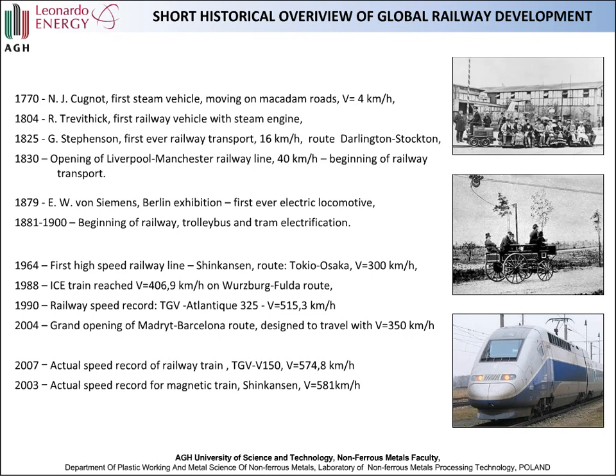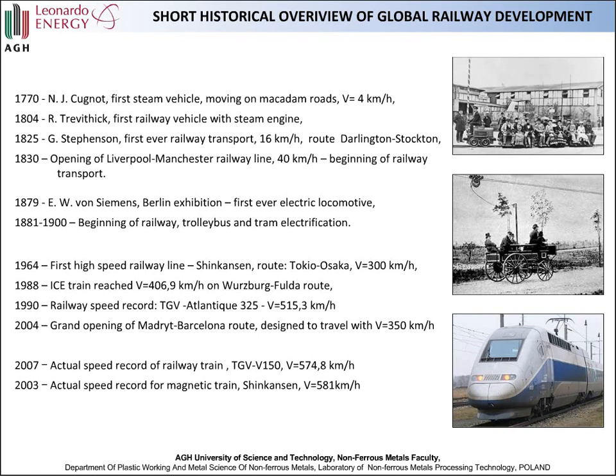1879 was the year when Werner von Siemens presented at a Berlin exhibition the first locomotive with an electrical engine. This date is considered as the beginning of railway, trolleybus and tram electrification, which started 2 years later in 1881 and lasted till the beginning of the 20th century.